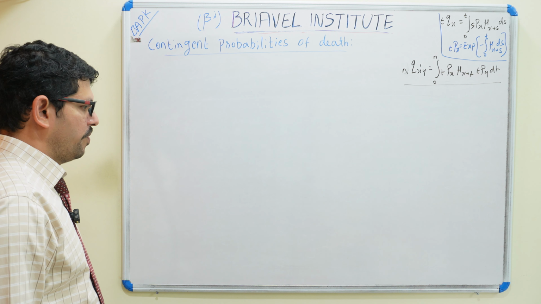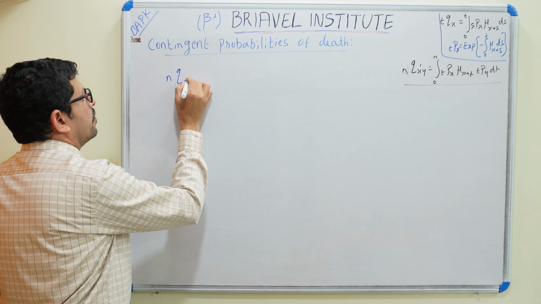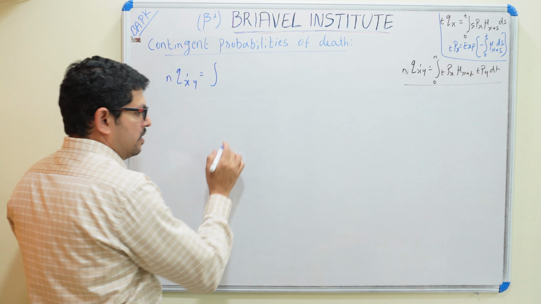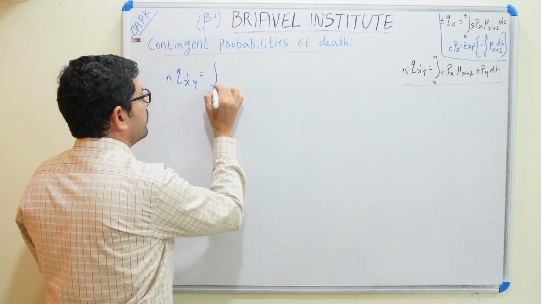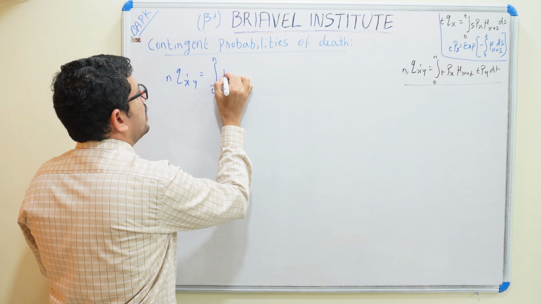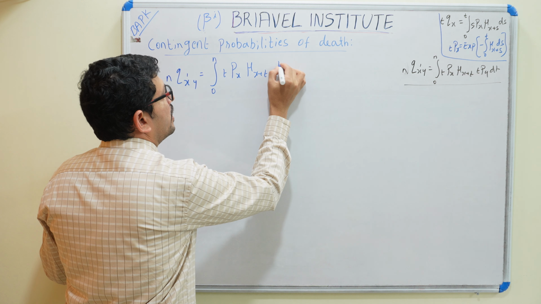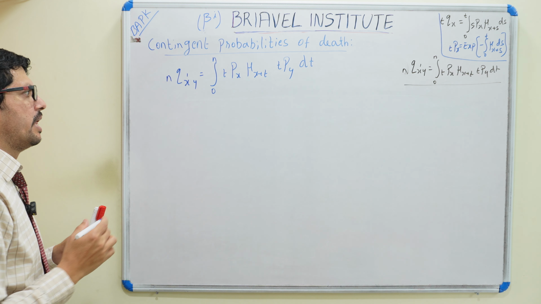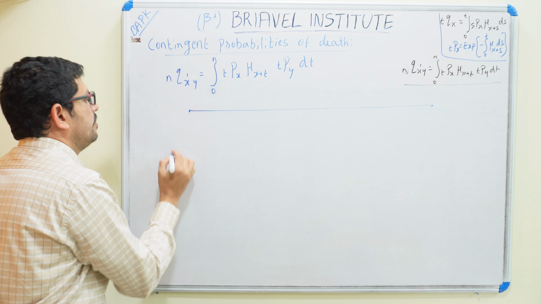So nQxy we studied, nQx1y we studied. It is the integral from 0 to n of tpx mu x+t tpy dt. So we studied it like that. Now we are going to study nQx2y.